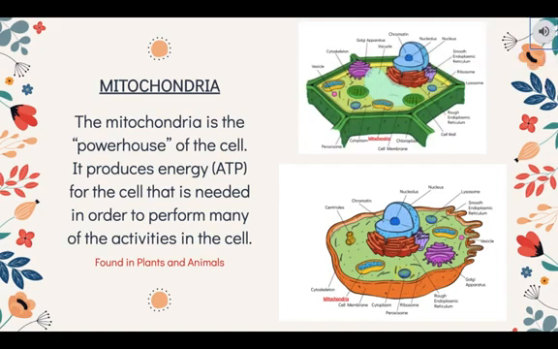The next organelle you need to know about is called the mitochondria. The mitochondria is also known as the powerhouse of the cell. The mitochondria produces energy, also known as ATP energy, for the cell that is needed in order to perform many of the activities inside of the cell. The mitochondria is found in both plant cells and animal cells, as you can see on the right.